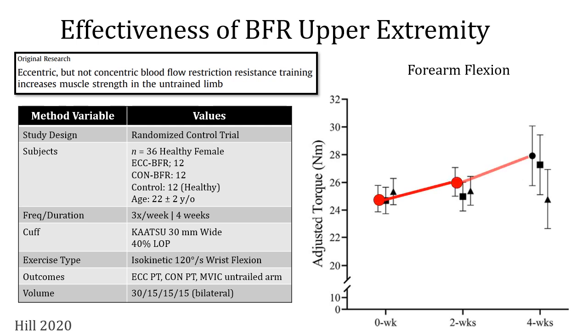And within the red group, we can see that that is going to be the BFR group. The red being the eccentric, the blue being the concentric BFR group, and we can see significant improvements from baseline in both the 2-week and the 4-week time point, with the triangles being the control group.